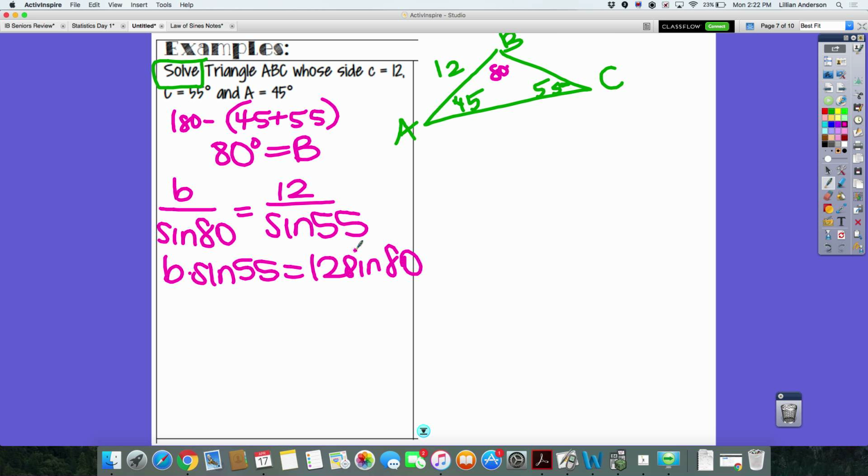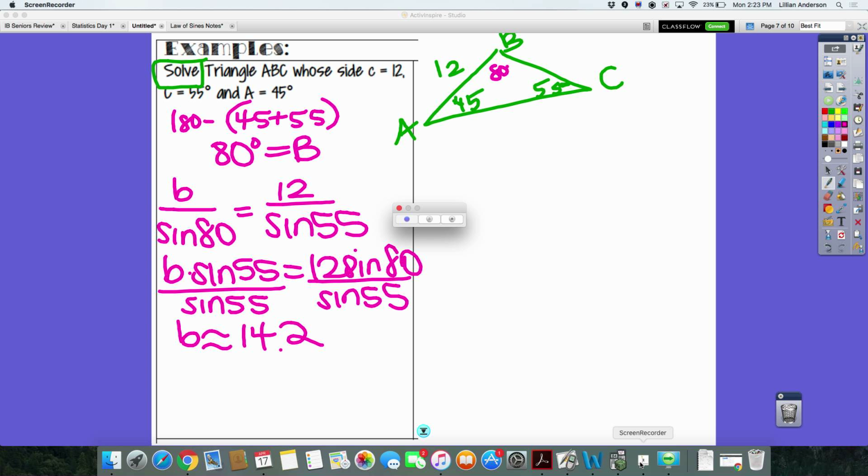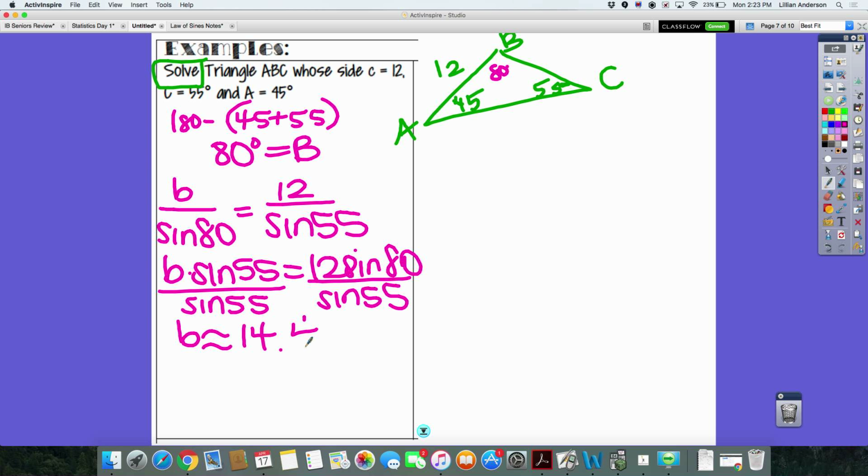How do I solve for B? Divide by the sine of 55. And that's what you type into your calculator: 12 sine 80 divided by sine of 55. I got like 14 plus. Did we get this? No, 14.42. My mistake, so it'll be 14.4. I thought I just heard 2. Is that equal to C, right?